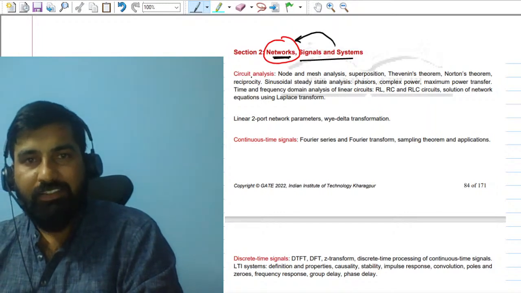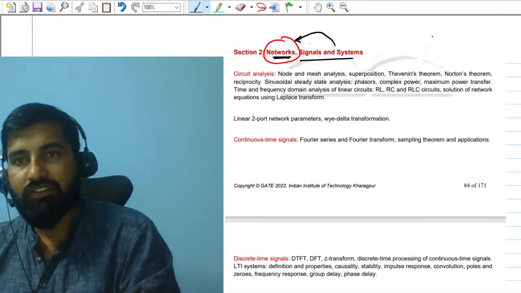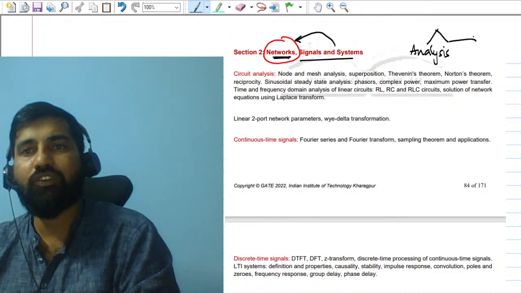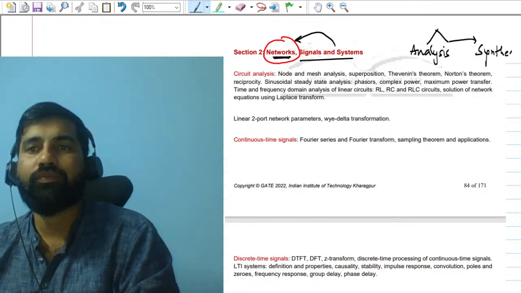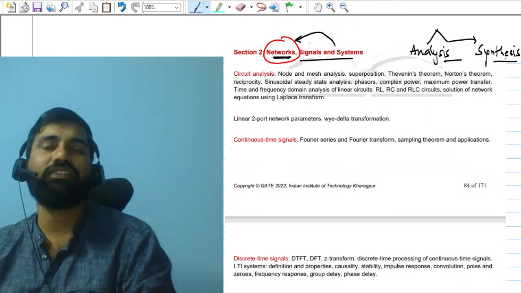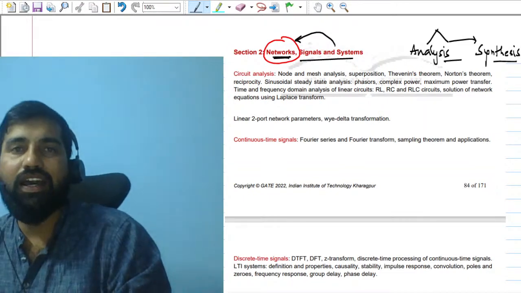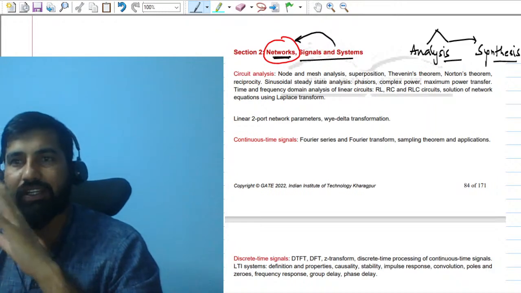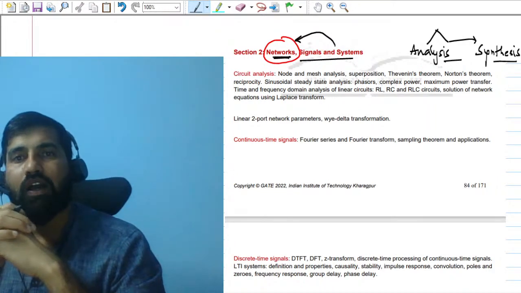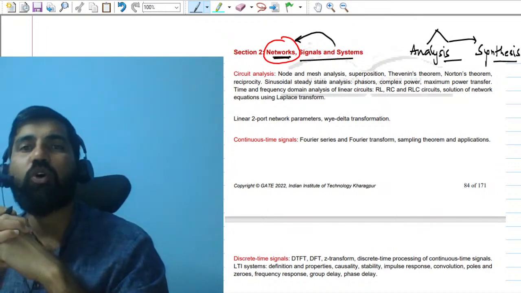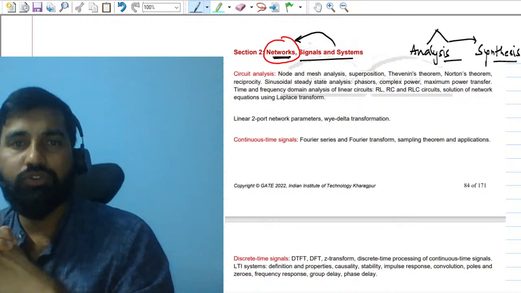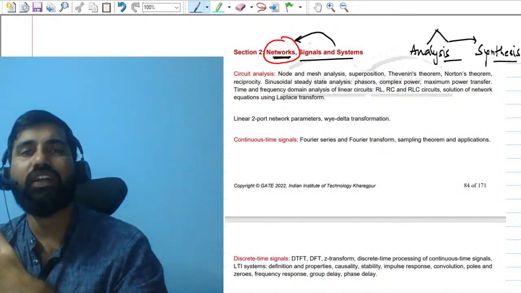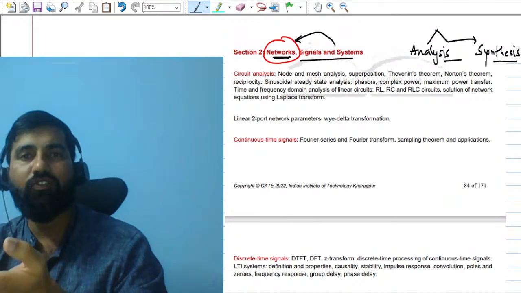So basically we will go through two things in network theory. First one will be the analysis, and second one will be the synthesis. So what is the meaning of analysis and synthesis? Analysis here means that if any system is given, you can say an LTI system, or any electrical circuit is given, and the input is given, you have to find out the response of that circuit or system. As we know, in electrical engineering there are two quantities, voltage and current, and the product of them is known as power.